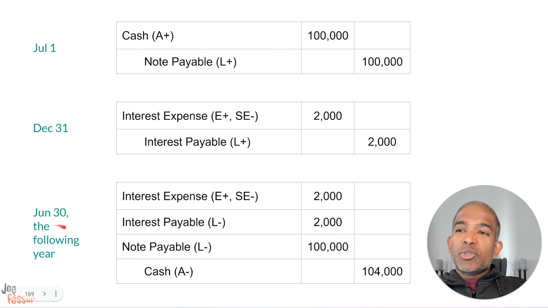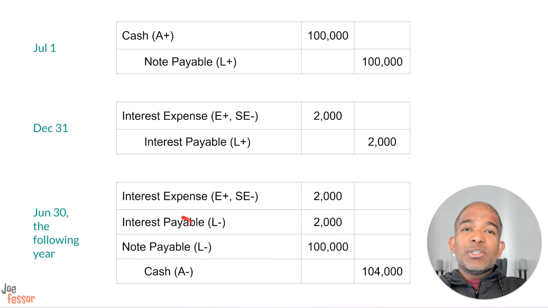On the 30th of June in the following year, the note along with the appropriate interest has to be repaid. Hence, a further 6 months has passed by now. Another 6 months of interest, which is $2,000, is recorded as an expense. So you see an interest expense of $2,000 has been debited.